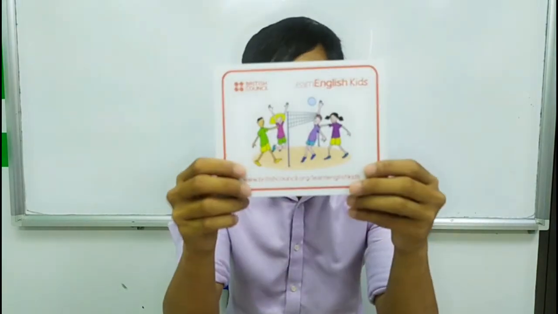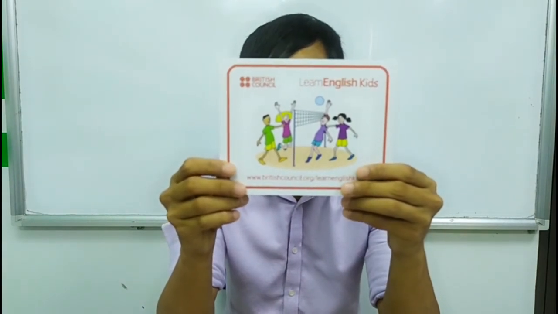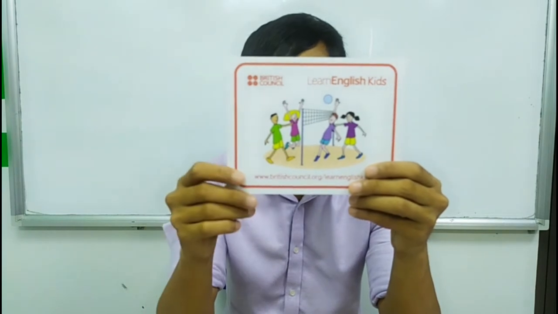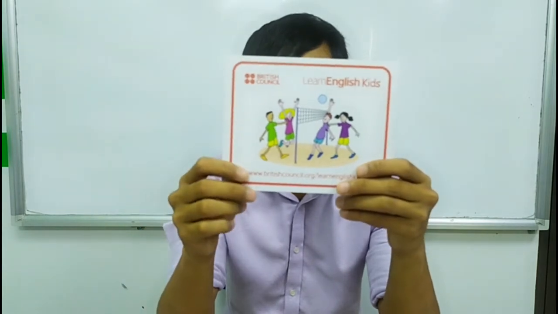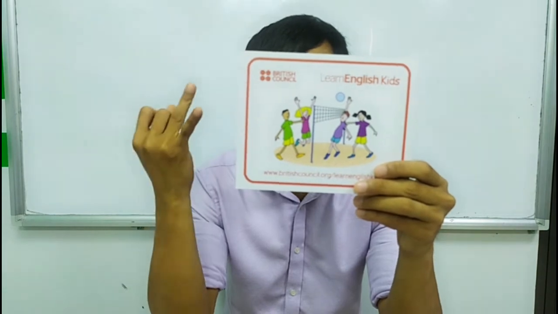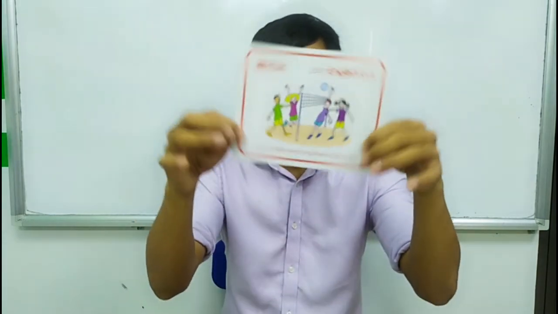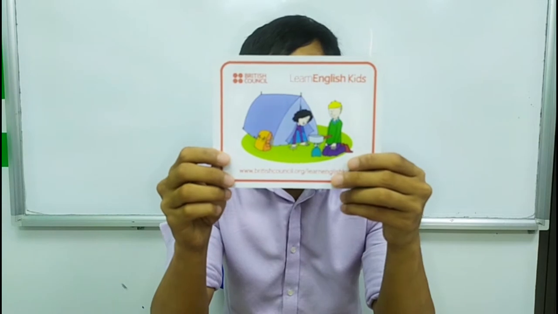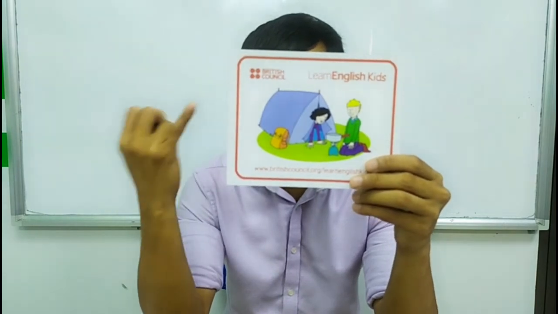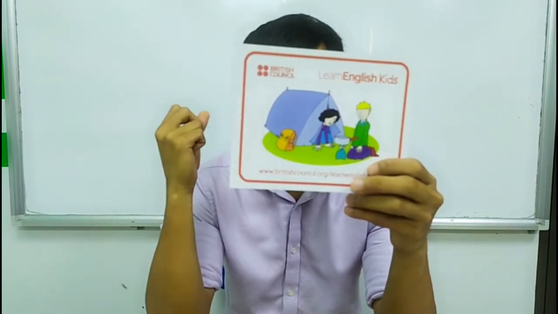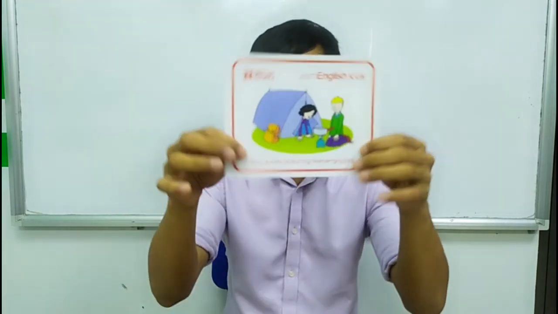Okay, next one is play beach volleyball. Play beach volleyball three times. Ready, go. Play beach volleyball, play beach volleyball, play beach volleyball. Once again. Okay, play beach volleyball. And this one is go camping. Go camping three times. Ready, go. Go camping, go camping, go camping. Again. Okay, so go camping.